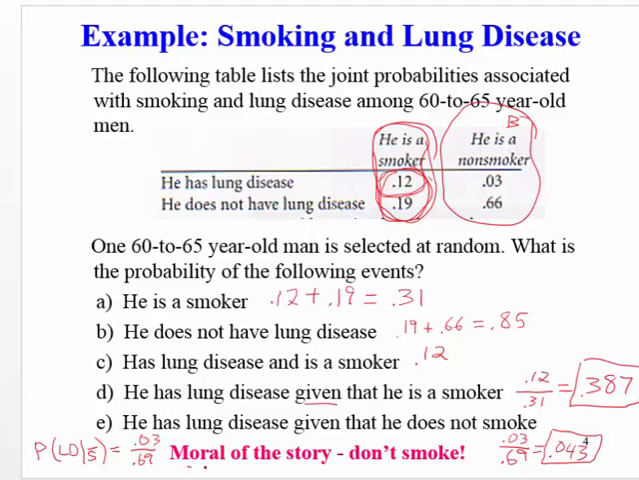So much less likely to have lung disease if you're not a smoker than if you do. So the moral of this story is don't smoke. If you're not addicted to it, don't smoke. Okay.